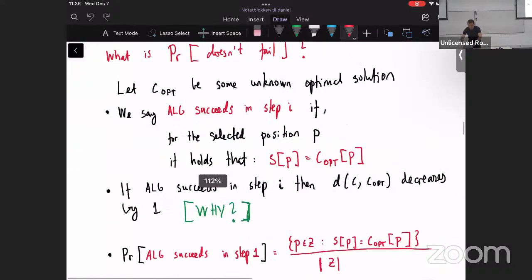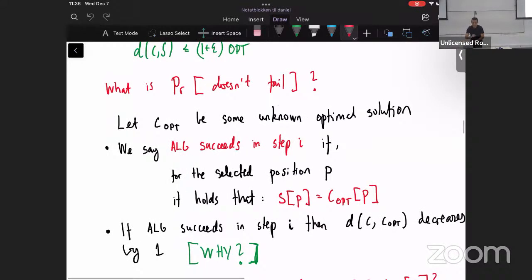Okay, let's do it. Let C opt be some unknown optimum solution. So we're going to analyze our algorithm with respect to some unknown optimum. And we're going to say that the algorithm succeeds in step i if in step i, the center string moves closer to C opt, right? Like if you flipped a character at C that wasn't equal to C opt to something that was equal to C opt. Let's rephrase it.